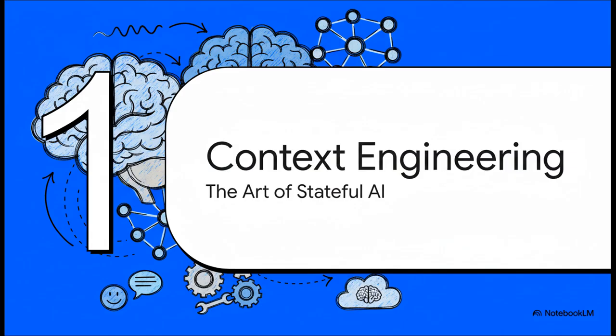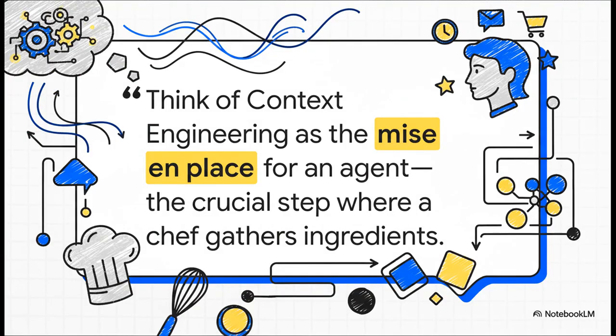Well, that's where a field called context engineering comes in. You can think of it as the art of perfectly preparing all the right ingredients and feeding them to the AI every single time you talk to it so that it always has the full picture. I love this analogy. It's like a chef's mise en place. A great chef doesn't just start cooking blindly. No, they first gather, chop, and organize every single ingredient they'll need. That's exactly what context engineering does for an AI. It gets everything ready so the AI can cook up the perfect response.